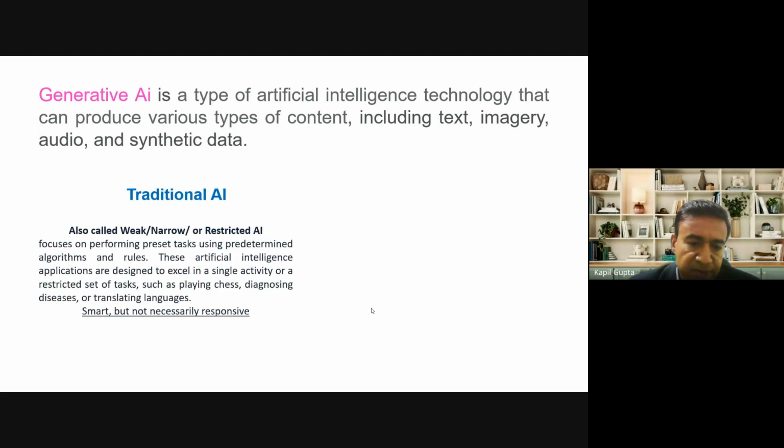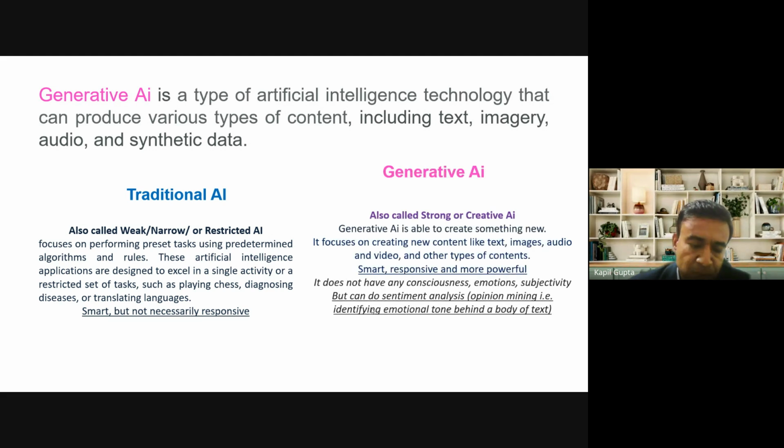Traditional AI and generative AI, there's a big difference. The traditional AI was smart, but not necessarily responsive. But now generative AI can do sentiment analysis also. It can make suggestions. It can provide you such details which were not possible by traditional AI. Traditional AI used to be called weak, narrow, or restricted AI. Now generative AI is strong or creative AI.